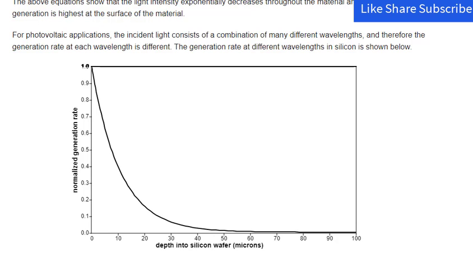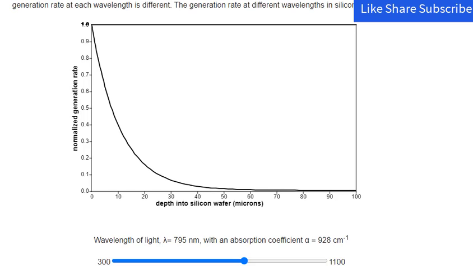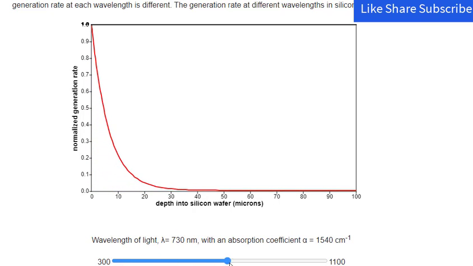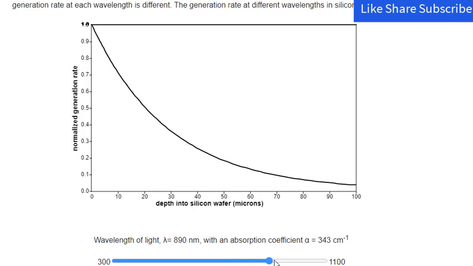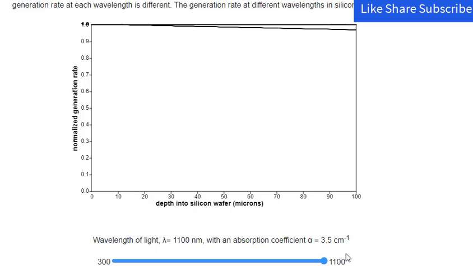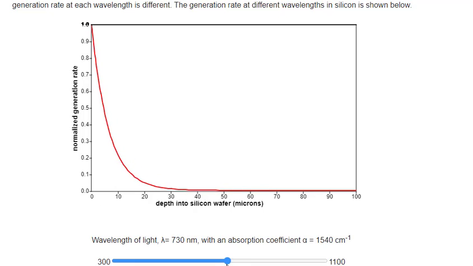For photovoltaic applications, the incident light consists of a combination of many different wavelengths, and therefore the generation rate at each wavelength is different. The generation rate at different wavelengths in silicon is shown below. Changing the slider in the graph above changes the wavelength of the incoming light. The changing absorption coefficient causes the light to be absorbed at different depths. The generation rate has been normalized.